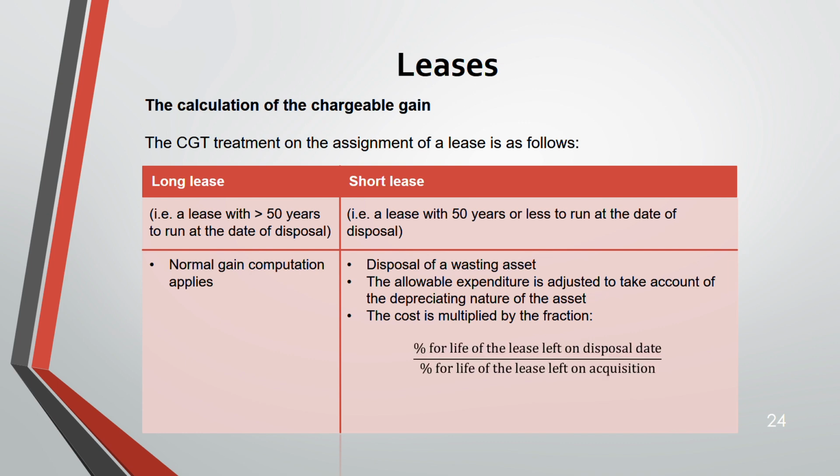The percentage for life of the lease left on the disposal date divided by the percentage for the life of the lease left on acquisition. That means from the date you are disposing, how much time is left for the lease to get over. And the denominator, from the date when you first entered into the lease, what is the lease period? Now, if required, HMRC's lease depreciation percentages will be given in the examination question. Now let us do a question on this.